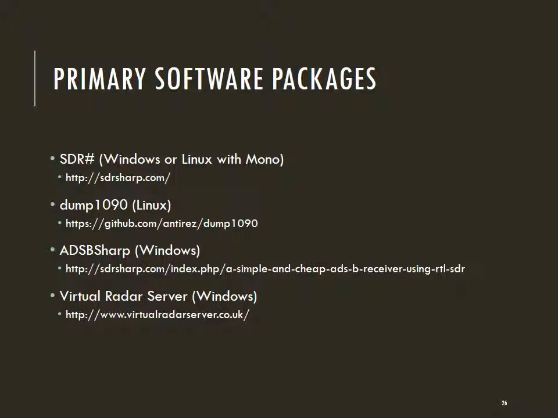correctly received and decoded. For the Windows side, you have to use two different applications in combination. The first is ADSB Sharp, and that essentially decodes the signals and then opens a socket that will stream the raw bits back out. And Virtual Radar is another GUI type application that relies on Google Maps to take the data from ADSB Sharp and plot it on the map.